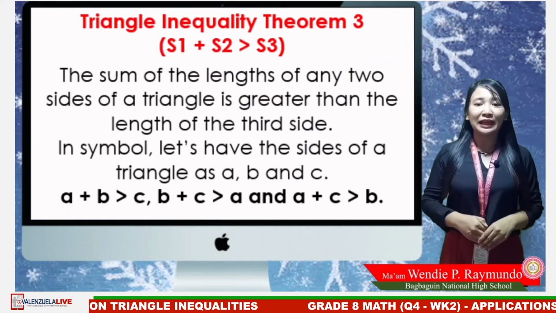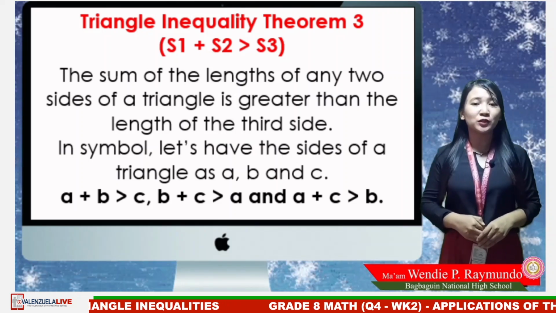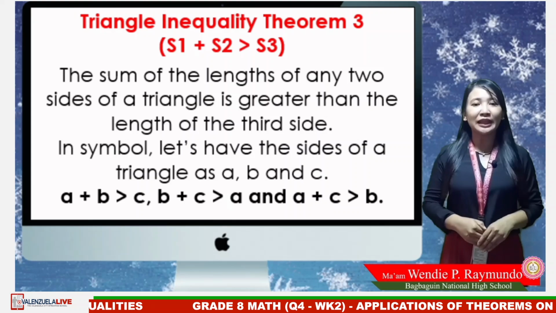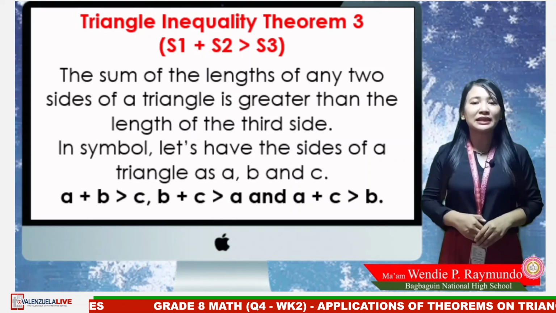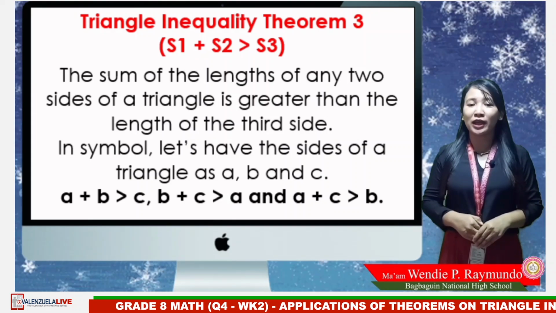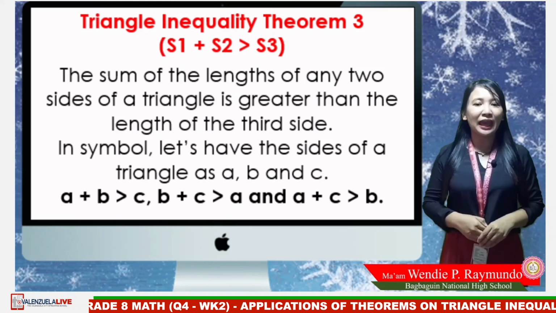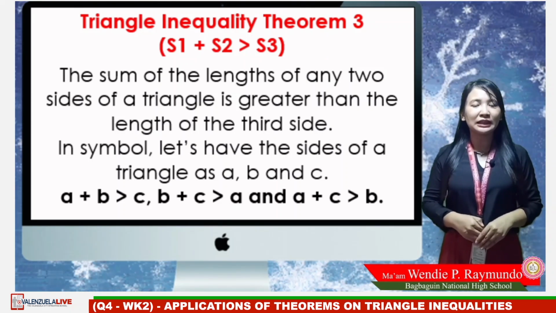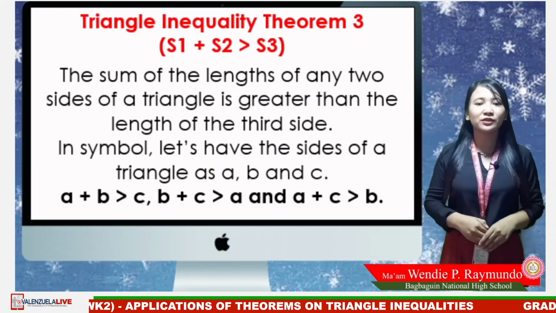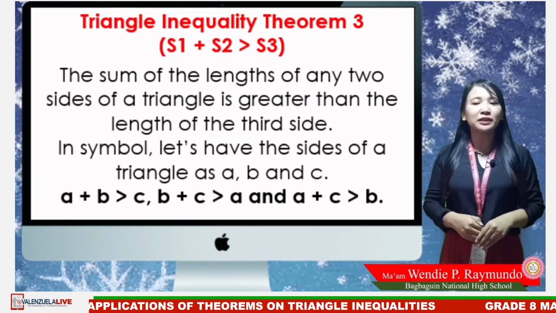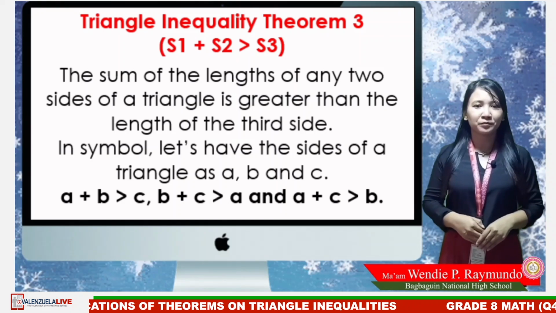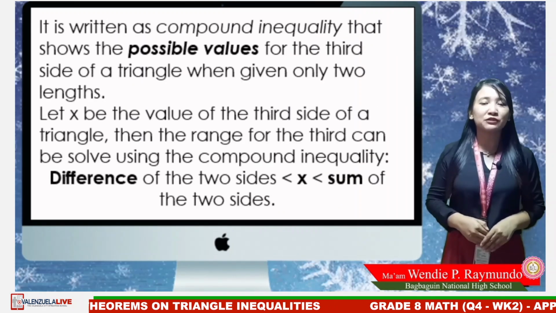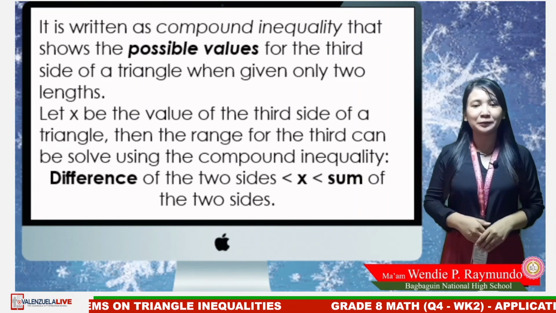The sum of the lengths of any two sides of a triangle is greater than the length of the third side. In symbols, let the sides of a triangle be A, B, and C. So A plus B is greater than C, B plus C is greater than A, and A plus C is greater than B. To begin with this theorem, allow me to introduce first the compound inequality.